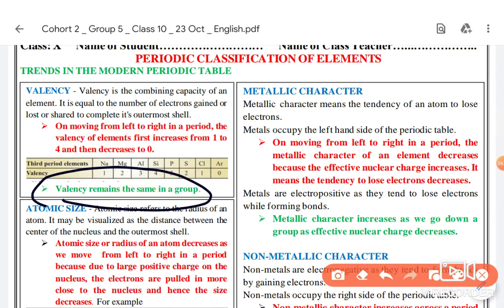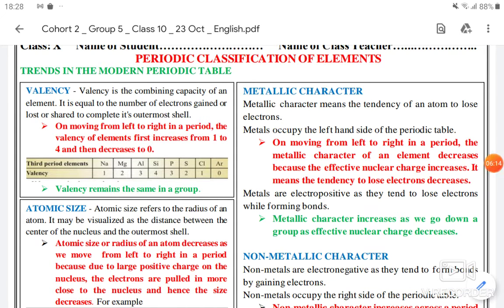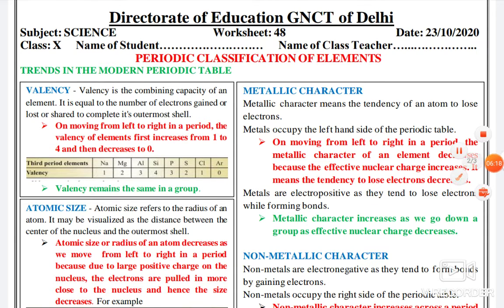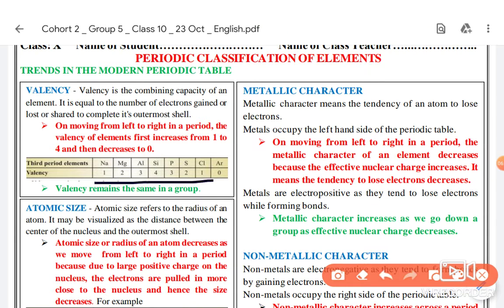Now if we see in a period, let us suppose the example is given for the third period. In the third period, the first element is sodium, first group, third period. Its atomic number is 11. Then comes magnesium, its atomic number is 12 because it contains 12 electrons. Then comes aluminium.